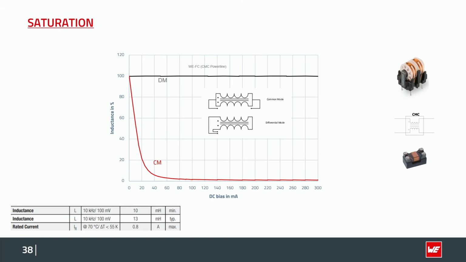So let's check a real example. There's no saturation effect in the differential mode due to the field compensation. This is this black line. And in red, you can see a fast saturation in common mode. Usually, this shouldn't be a problem because the common mode noise currents are low compared to our saturation current. They are usually in the area of some micro to milliamps.